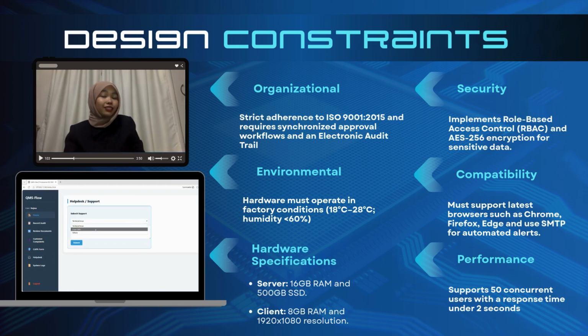For organizational constraints, there is strict adherence to ISO, which requires a synchronized approval workflow and an electronic audit trail. Next is environmental, where the hardware must operate in factory conditions. The next one is hardware specification. For the server, we use 16 GB RAM, and the client uses 8 GB RAM.